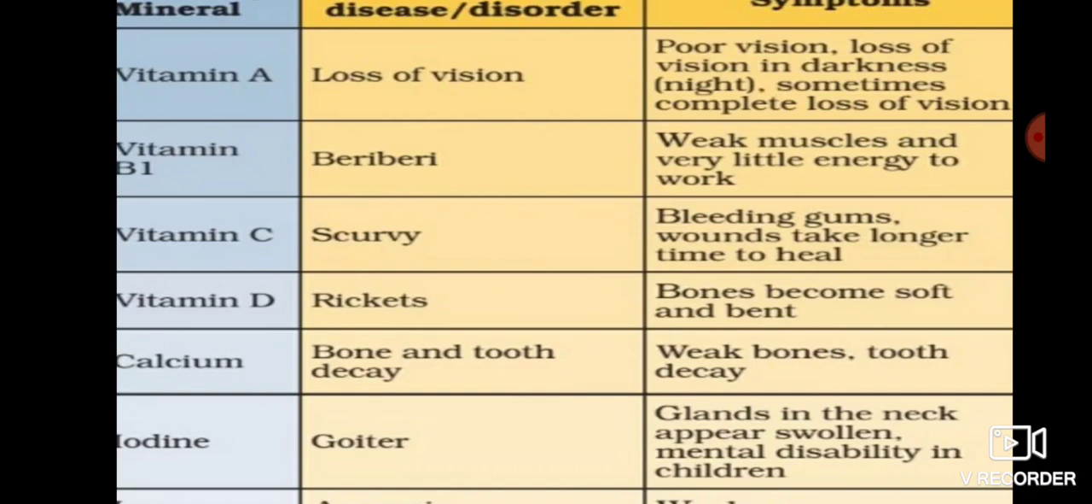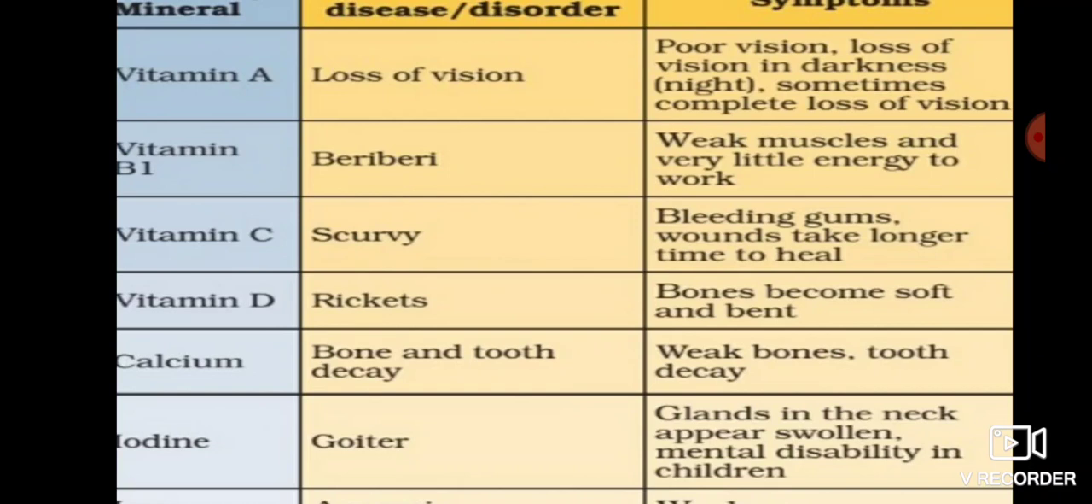So the next type of vitamin is vitamin D. Vitamin D deficiency we can call rickets. Rickets disease is caused by vitamin D. If there is a deficiency of vitamin D, it leads to rickets. So rickets is a disease.